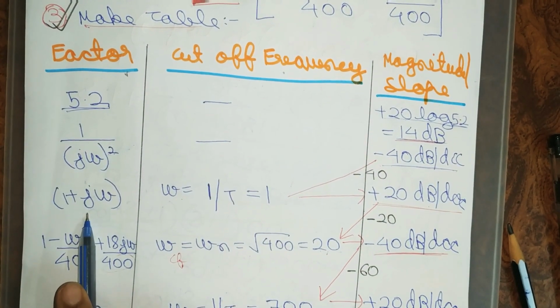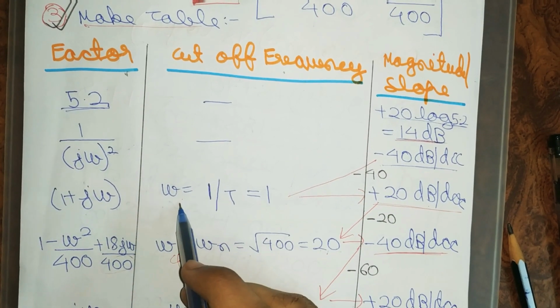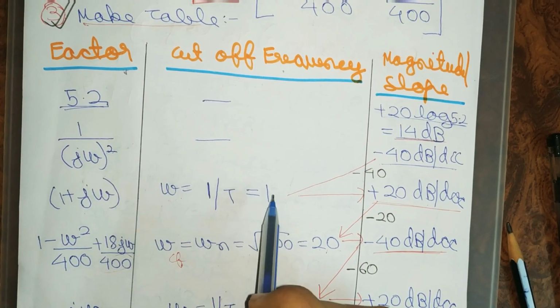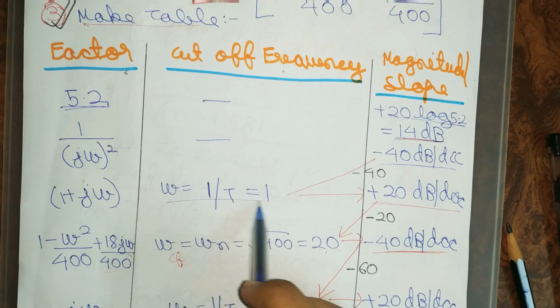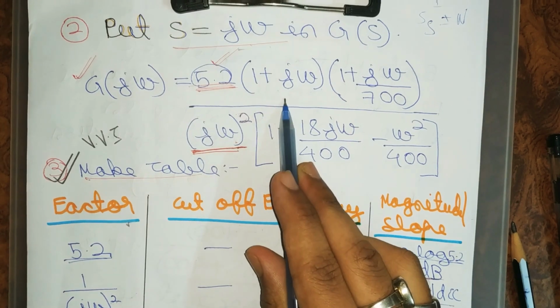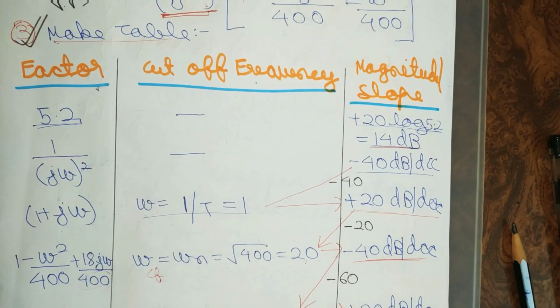So you have to find the cutoff frequency for this, because this is a first order system. The formula of the cutoff frequency is omega equals 1 by T, and here T is 1. So you will get the cutoff frequency 1, and as it is situated in the zero, the magnitude is plus 20 dB/dec.